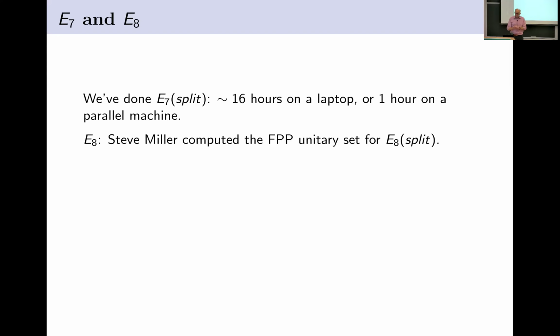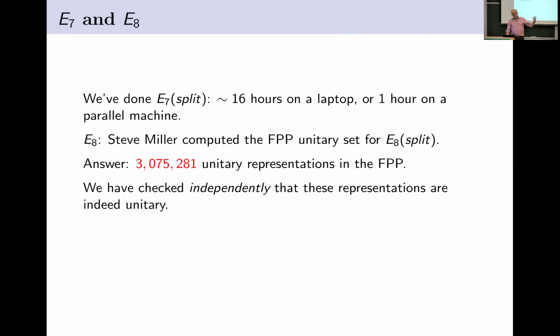Steve Miller computed the FPP unitary set for E8 split. So in some sense, we're done, if you consider E8 as being done. He did this over many months, cranking through on a big computer. The conclusion is that there are 3 million plus unitary faces in the FPP. It's an explicit list. Excuse me, sorry, good point: unitary faces. So each face is a simplex of some dimension. All of those representations are unitary. We've checked in some sense independently that these are indeed unitary.